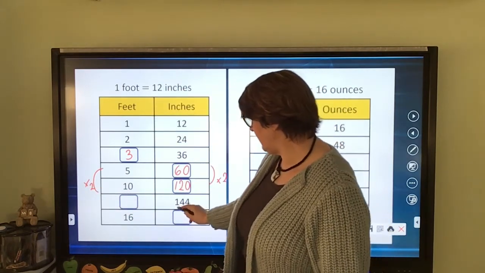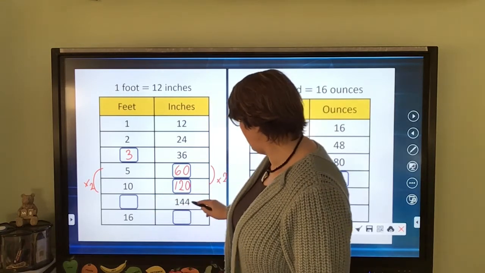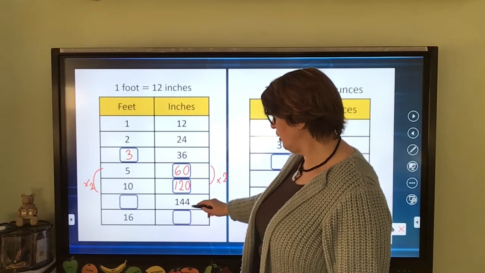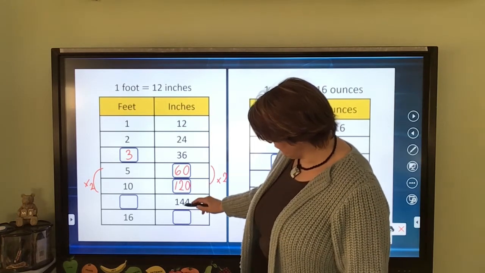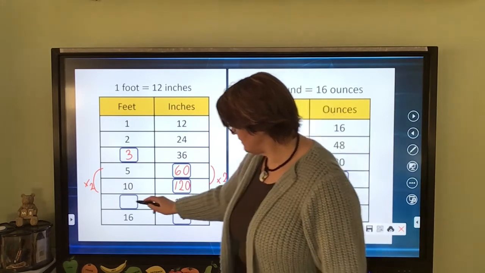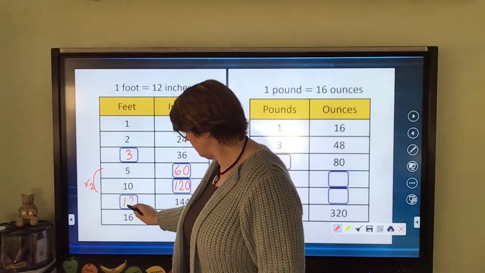And this one here, I'm having a look, I'm thinking 144. Well, I actually know my 12 times table, but also I can see the difference between those two is another 2 lots of 12. So this must be 12 here.